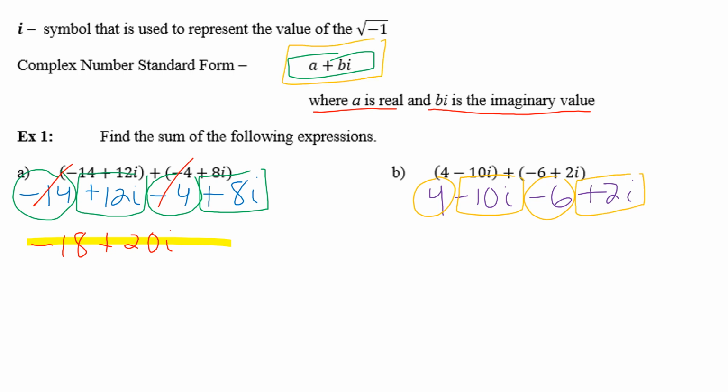Again, we want to write it in complex format, which is the imaginary goes last and the real goes first. So 4 minus 6 combine to give us -2. -10i plus 2i combine to give us -8i, for the final answer of -2 minus 8i.